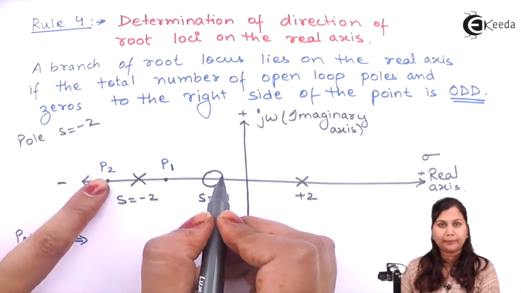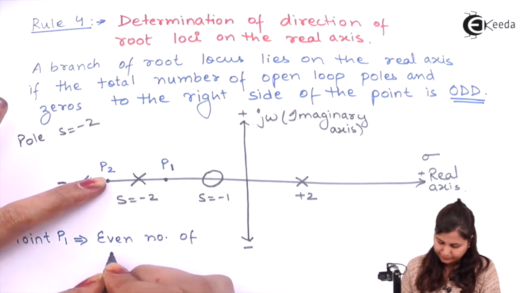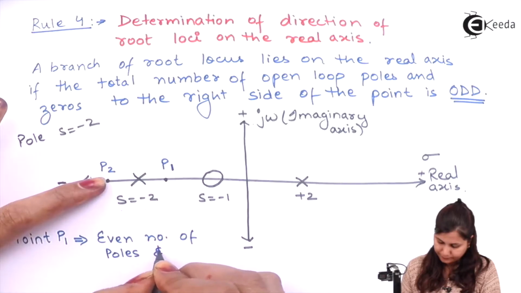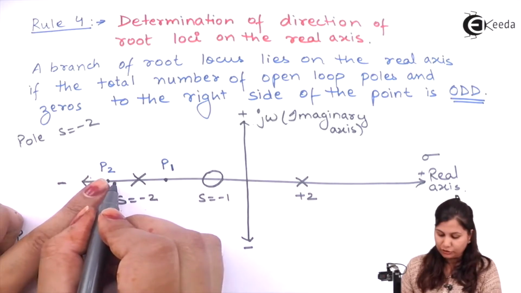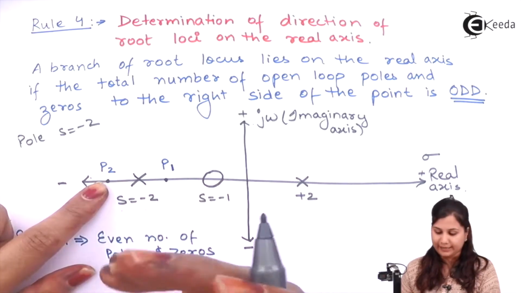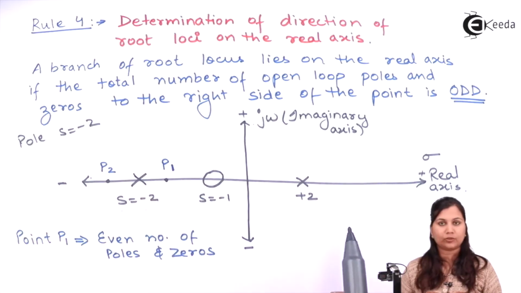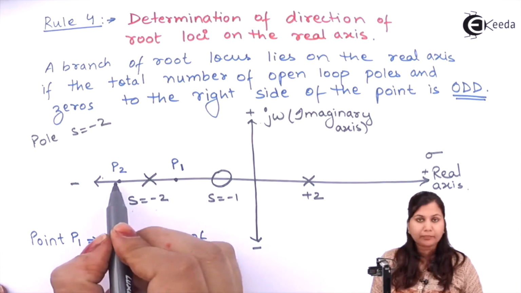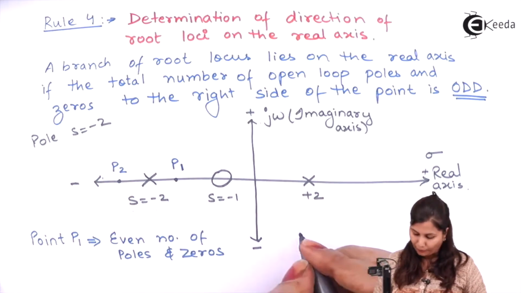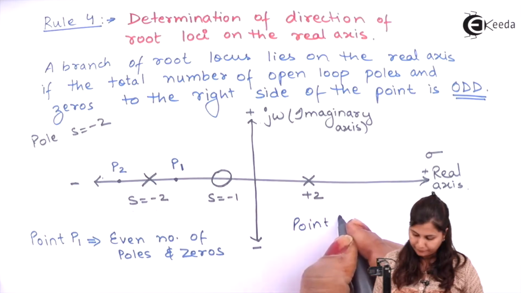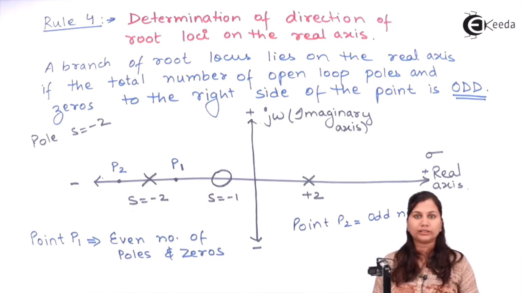Now check for point P2. For point P2, let's check the total number of poles and zeros on the right hand side. We have 1, 2, 3. So there are 3 poles and zeros. So for point P2, we have an odd number of poles and zeros on the right hand side.